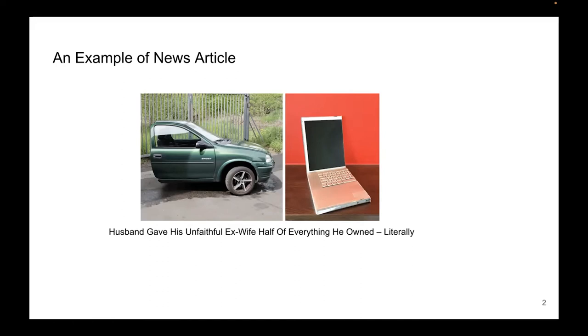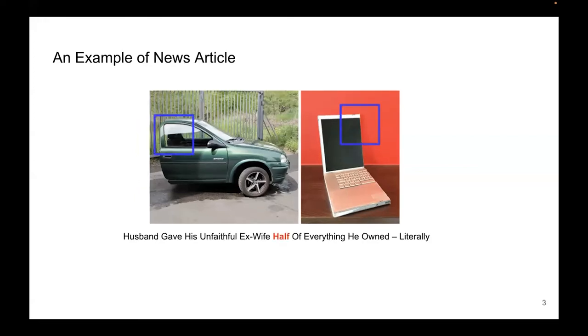This tweet reads as follows: a husband divided his assets in half while settling a divorce case with his ex-wife. Now, if you read the text part only, it might look believable to you. But when you read that same piece of information with an image, like the one shown on the screen, we might question the credibility of the news. The image shows objects like a laptop and a car, which are cut into halves.